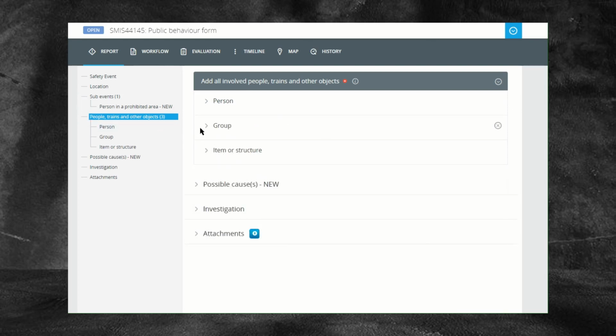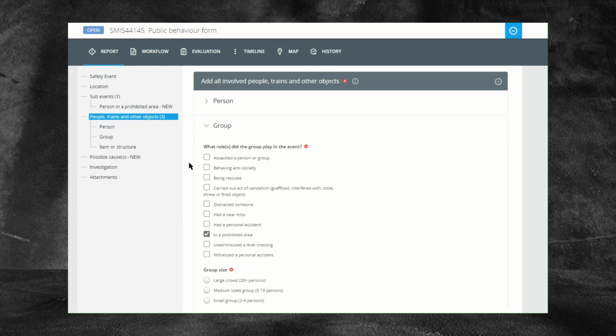Next up, we have the group object. So the group can be used if, say, you have a group of youths trespassing on the line where you don't have the individual personal identification details. So in this instance, you would add group, and there's a role here for in a prohibited area.